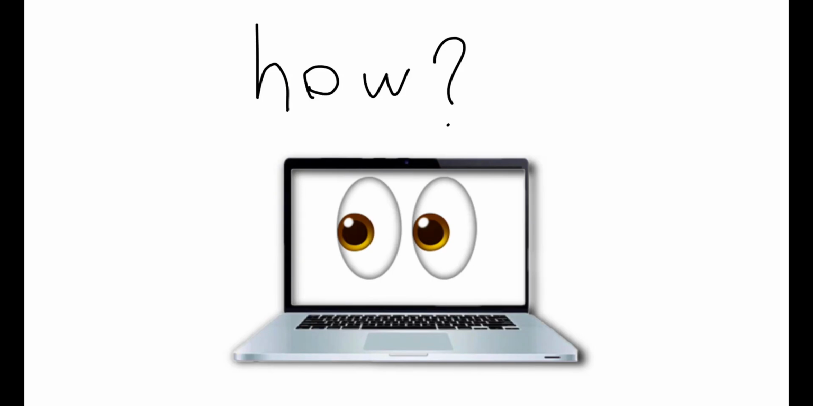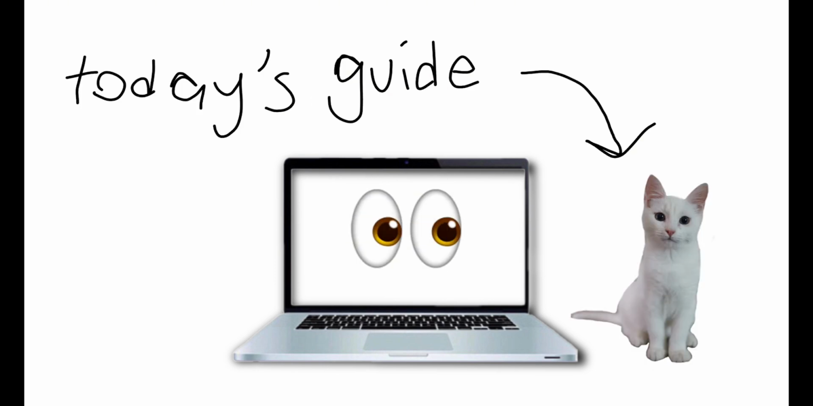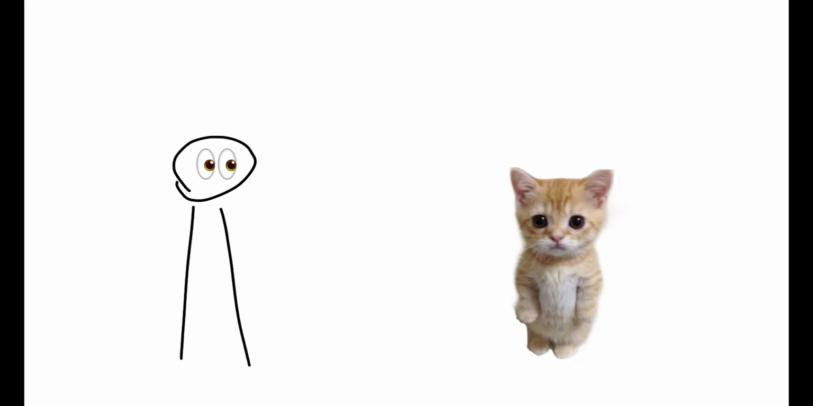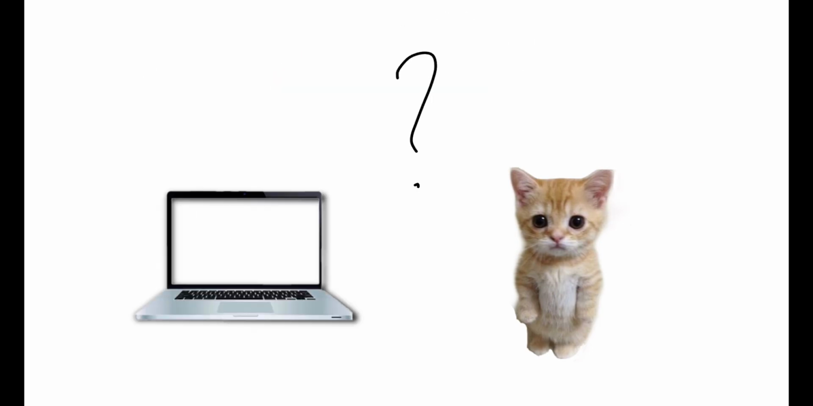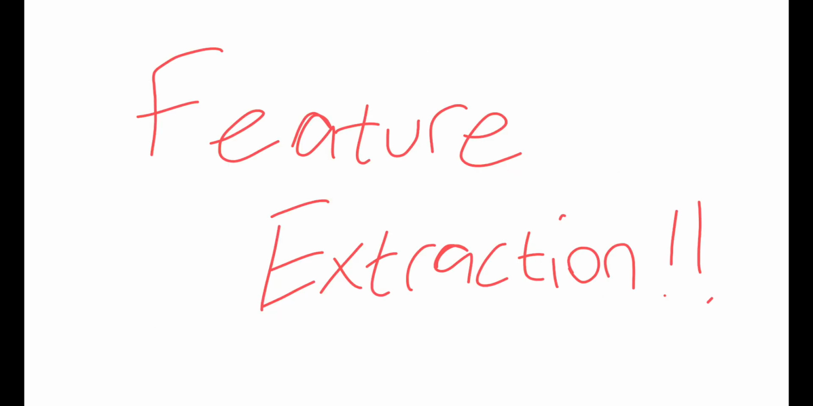Today, we are going to learn how computers see the world, not with eyes, with algorithms. For this journey, our guides will be cats. When we see a cat, our brain instantly knows what it is. But what about a computer? This is where feature extraction comes in.